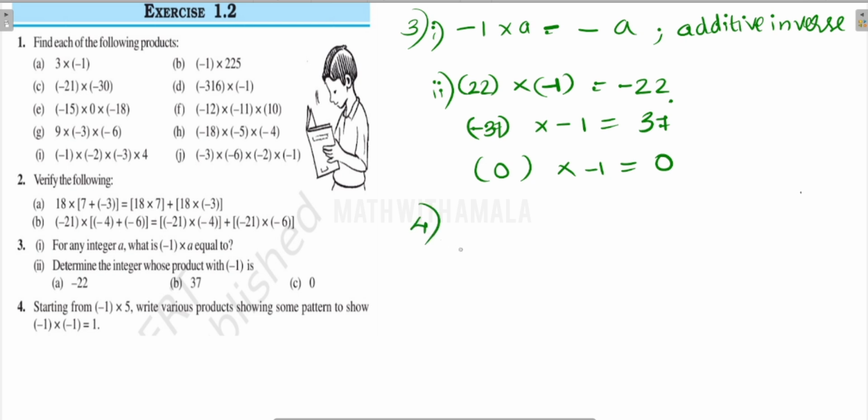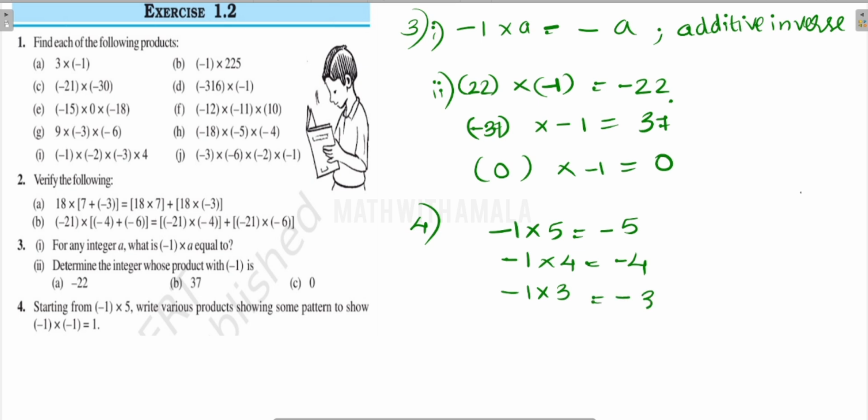Next one, fourth question. Starting from minus 1 into 5, write various products showing some pattern to show minus 1 into minus 1 is equal to 1. So we have given the first line of the pattern. It is minus 1 into 5 equal to minus 5 of course. So let's come down along with the 4, 3, 2, 1, 0 and minus 1. Then you will reach the answer.